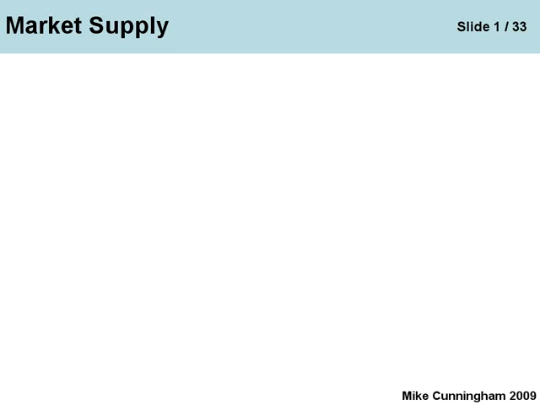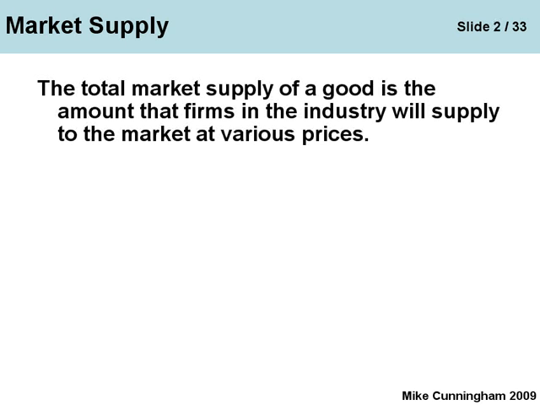In this session we're going to talk about market supply and look at some of the factors that lead to changes in the market supply, some of the determinants of supply in effect. So to get started, we realize that the total market supply of a good is the amount that firms in the industry will supply to the market at various prices. That could act as a working definition of supply.